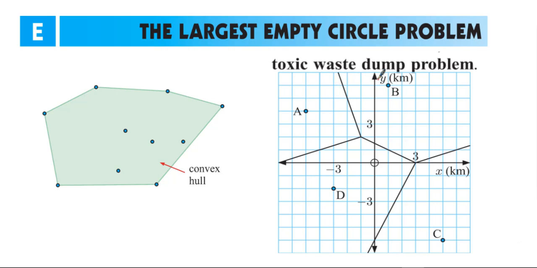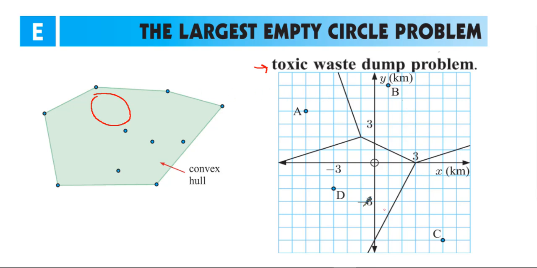Now, the largest empty circle problem is also called the toxic waste dump problem. When you have the Voronoi diagram and the sites, we are looking for the circle which will not contain any sites. So the biggest circle which I can locate in my Voronoi diagram, which does not have any sites inside. So why do we have this one?